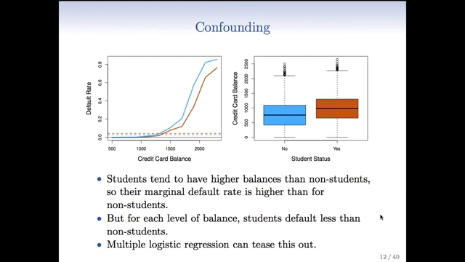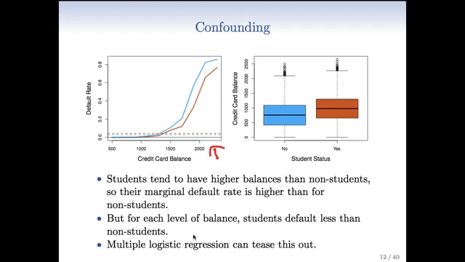So here's a picture. There we see credit card balance, and we see the default rate on the vertical axis. The students tend to have, so student status, brown is yes, and blue is no, okay? So students tend to have higher balances than non-students. So their marginal default rate is higher than for non-students. Okay, because we just saw that balance plays a role.